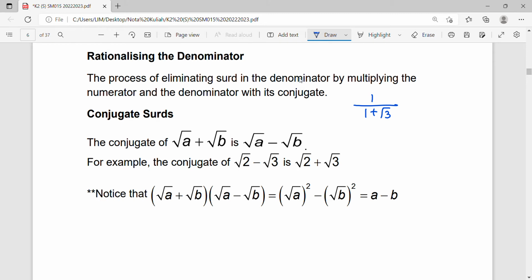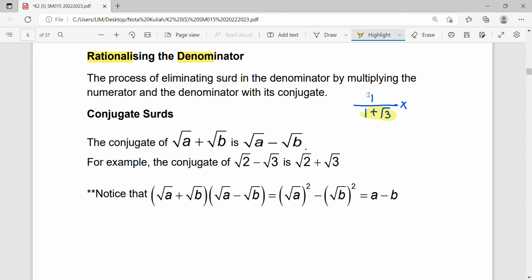Rationalizing means we have to eliminate, we have to get rid of this surd. So how are we going to do it? We need to multiply. So this is the concept: multiply numerator and denominator with its conjugate. Our conjugate will be referring to the denominator part. So this is what we mean by rationalizing the denominator.